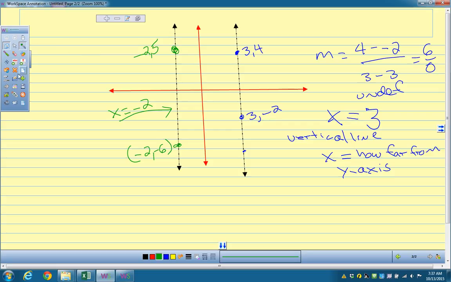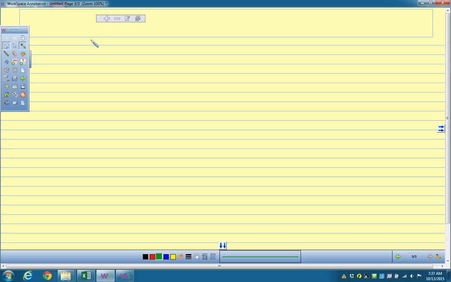Let's try this one. Couple practice problems. I'll give you a point. Find the slope. Practice problem number 1: y minus 3 equals 5. You can tell me what the slope is.